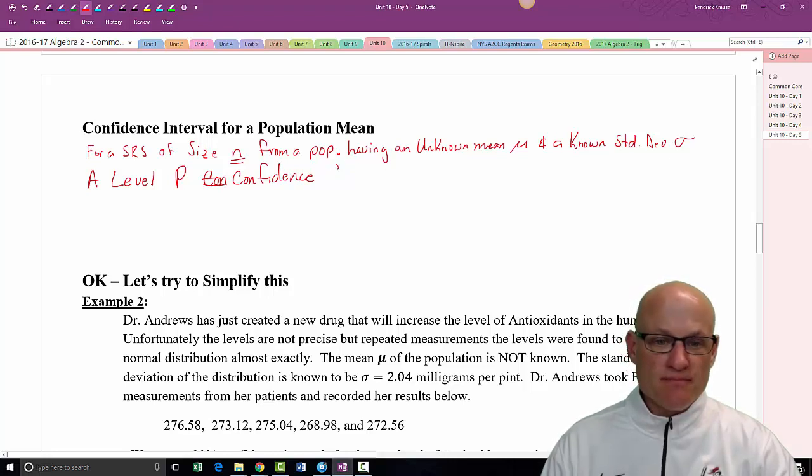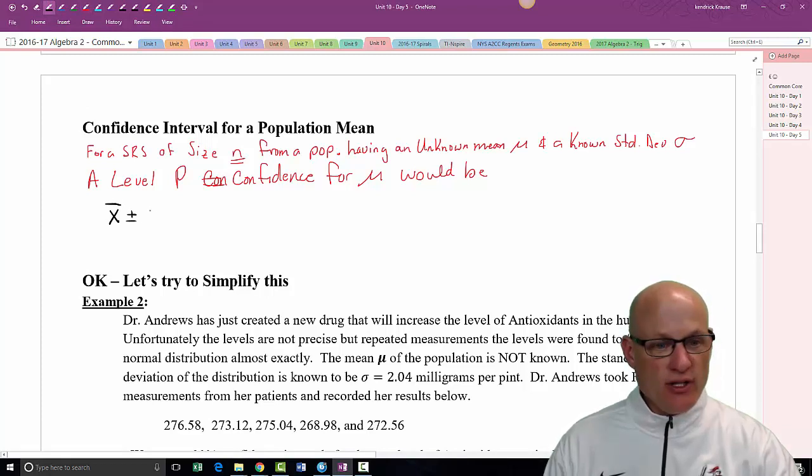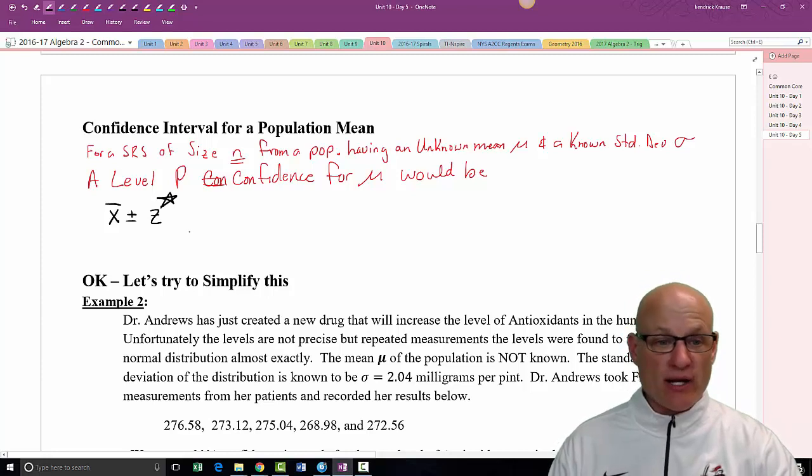For mu would be X bar plus or minus Z star. So this tells you how many standard deviations we go. And so if that's how many we're going to go, we need to take that Z star, whether it's 1 or 2 or 1.28 or whatever, and multiply it by our standard deviation. Well, our standard deviation for sample means is the population standard deviation divided by the square root of n.